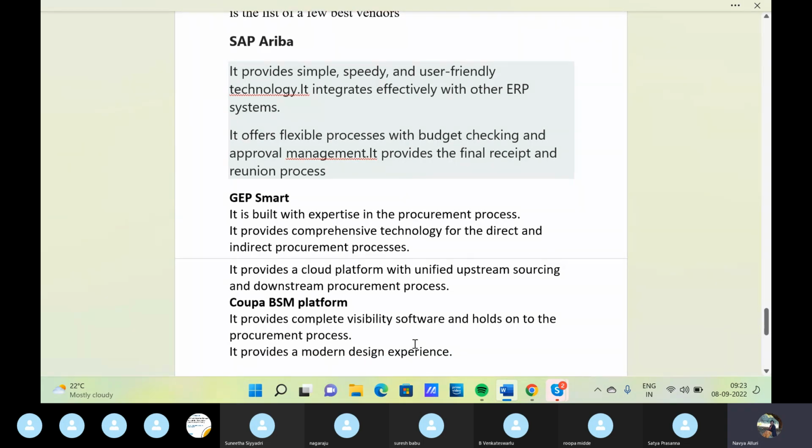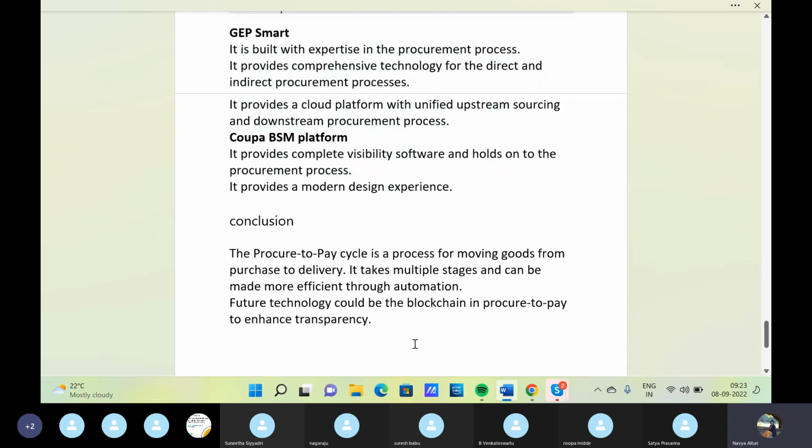GP Smart is built with expertise in the procurement process and provides comprehensive technology for direct and indirect procurement. It is based on a cloud platform, used with Oracle, and also covers upstream and downstream processes. The Coupa BSM platform provides complete visibility software and a modern design experience.